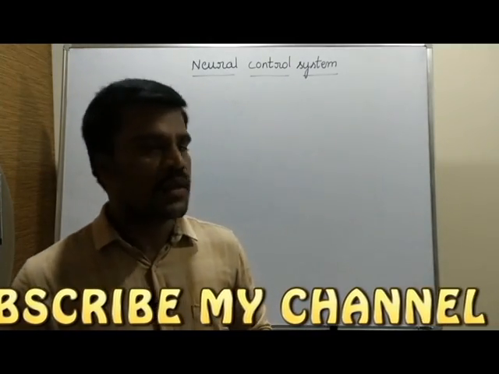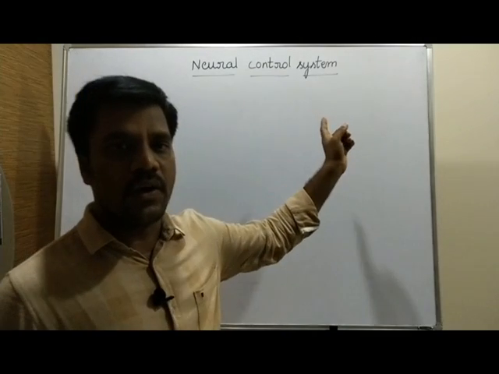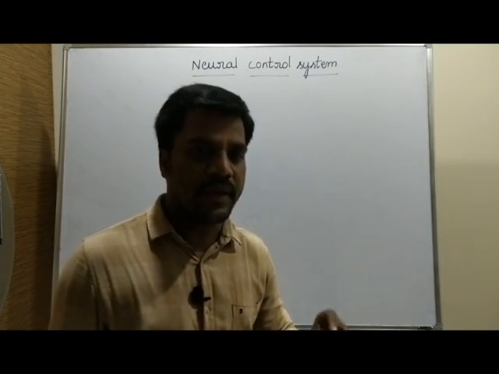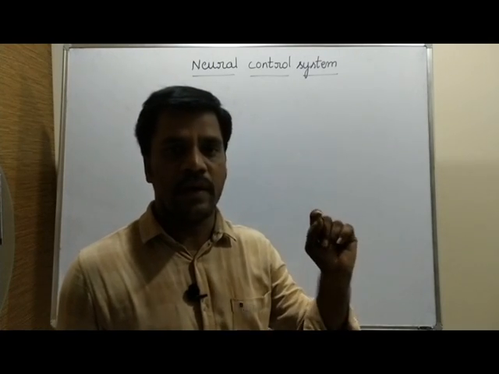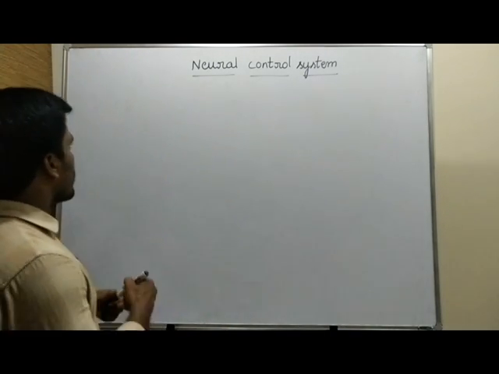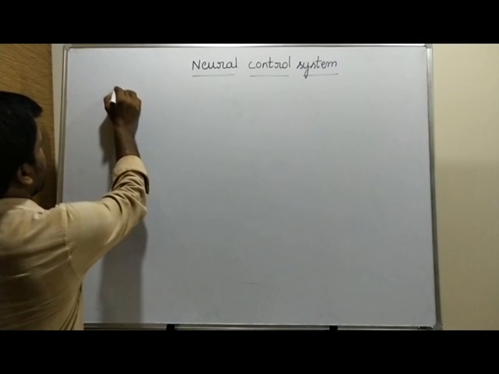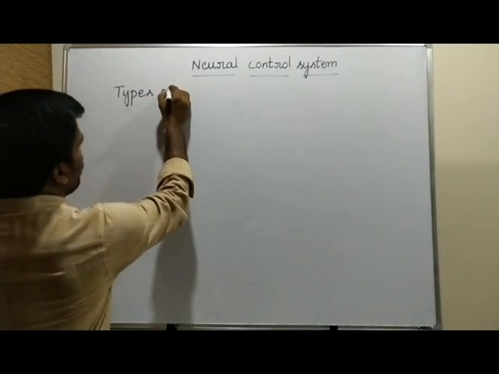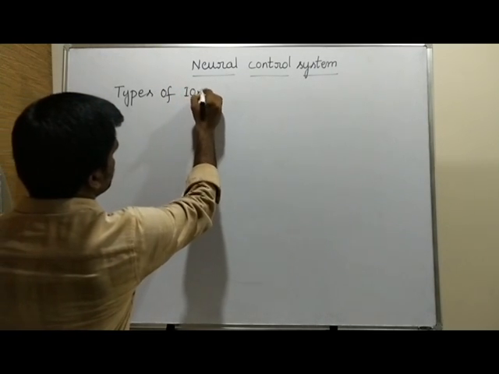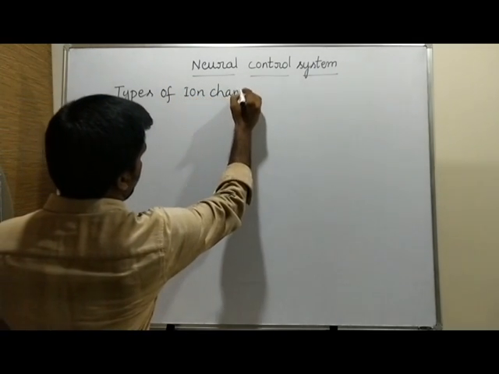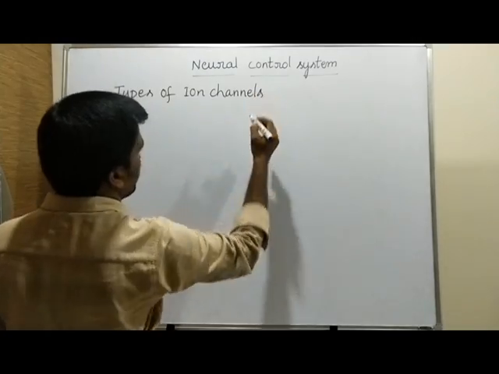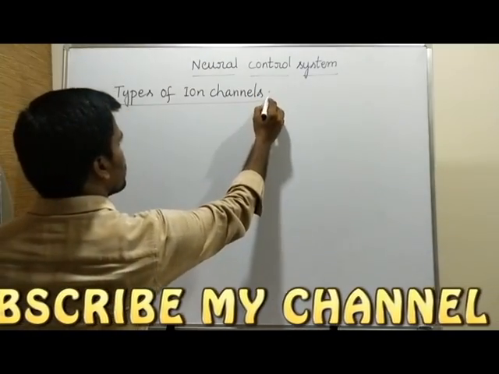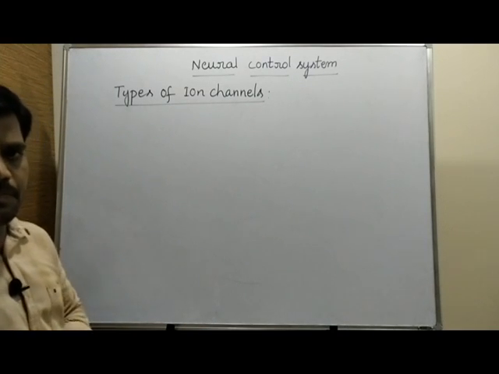Today we will discuss the neural control system. In the neural control system, today our topic is types of ion channels. Ion channels are categorized into different groups.